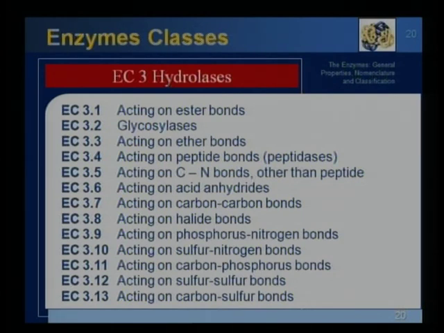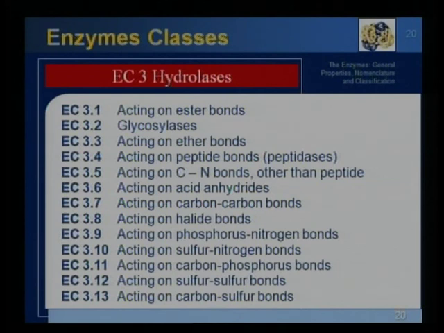So that was all about the transferases class. Now the third class, that is hydrolases, right? In this class, as we understand, hydrolysis occurs, and all this type of enzymes which do the hydrolysis can be grouped together in this class, which is known as EC3 hydrolases.